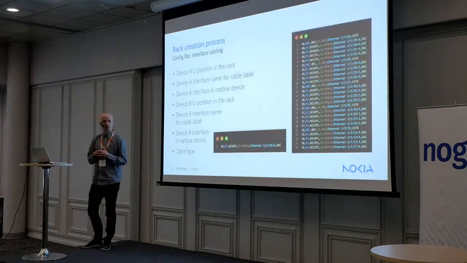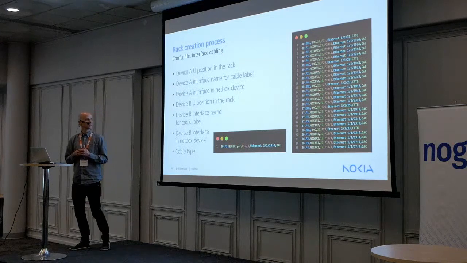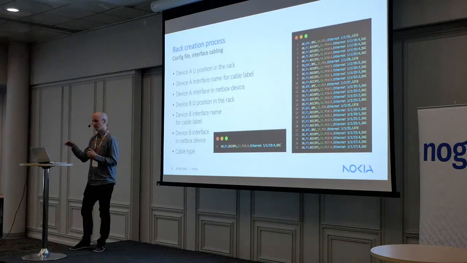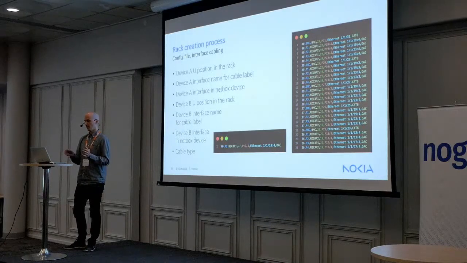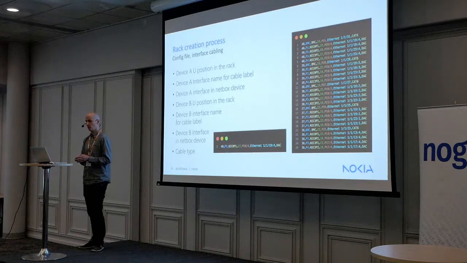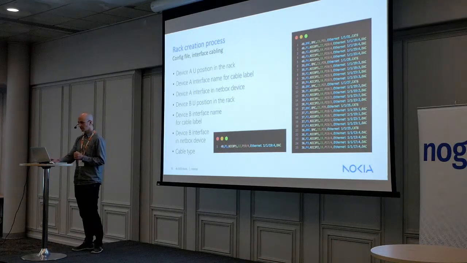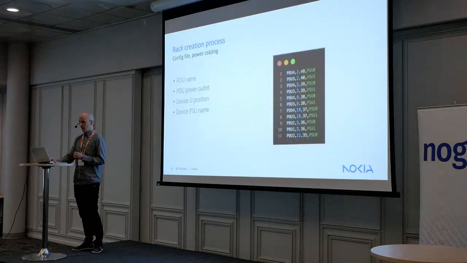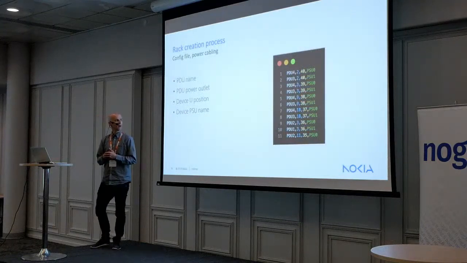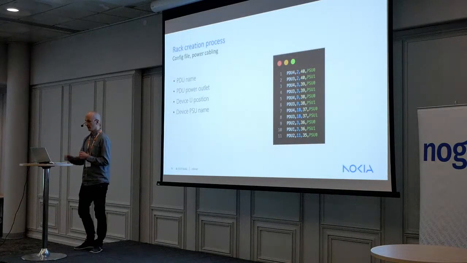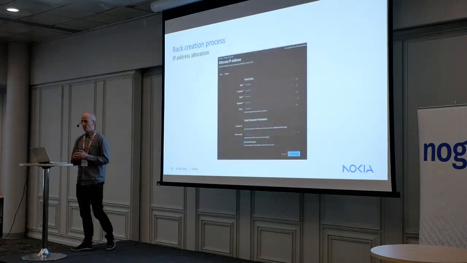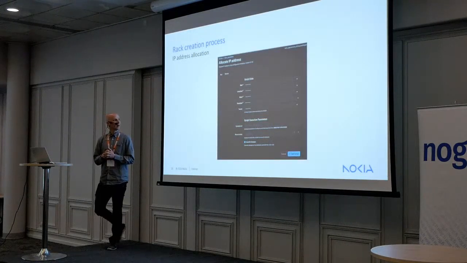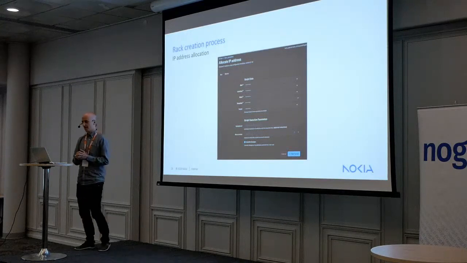And the cabling template looks like this. So this one is a CSV file, and each of the lines basically represents one cable in the rack. And the devices are identified based on the U location. And we have a similar CSV file for defining the power connections. And one more script for creating the IP addressing.